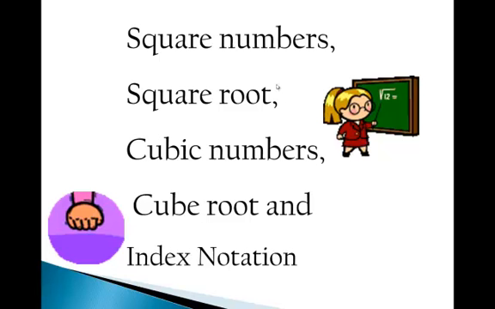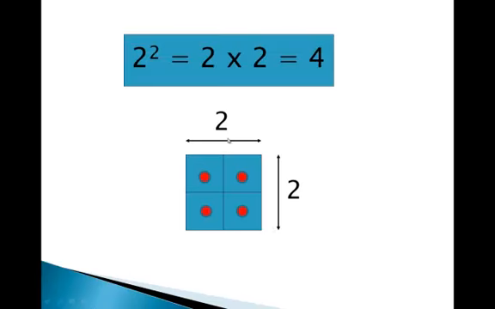This video will cover square numbers, square roots, cubic numbers, cube roots, and index notation. Now, as you can see, we have a square here, and it's 2 units in length and 2 units in width. So another way of writing this is 2 squared, 2 to the power of 2. So 2 to the power of 2 is the same as writing 2 multiplied by 2, which gives us the area of this square, and that, of course, equals 4.